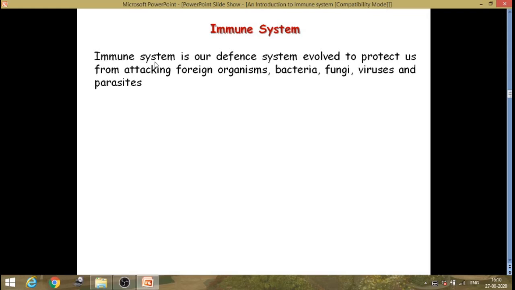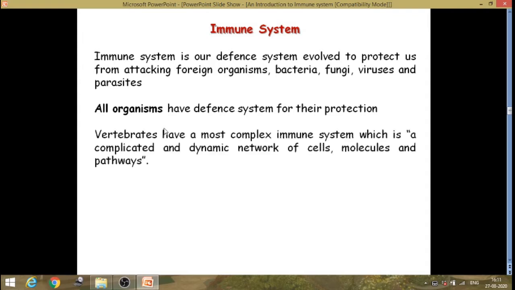So the immune system, you all know, is a physiological system, a defense system, evolved to protect us from attacking foreign organisms: bacteria, fungi, viruses, and parasites. All organisms have a defense system for their protection. Even bacteria and fungi have an immune system for their protection. Even plants have an immune system for their protection. Bacteria and fungi, you all know, secrete antibiotics for their protection against other microorganisms.